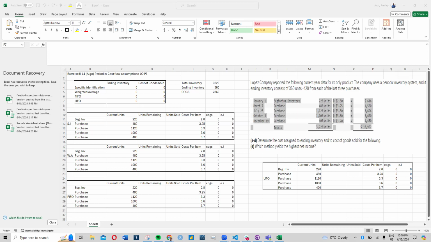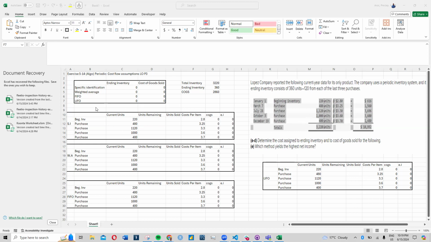Now that we kind of understand that a little bit, let us use these tables to calculate it. This table is for specific identification. This is for weighted average, for FIFO, and this here is for LIFO.